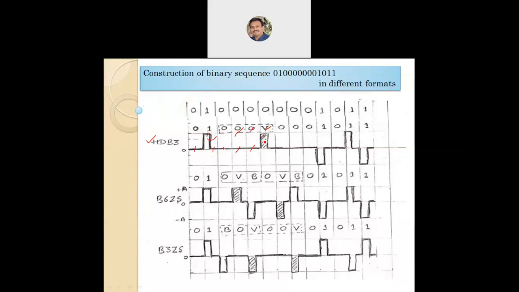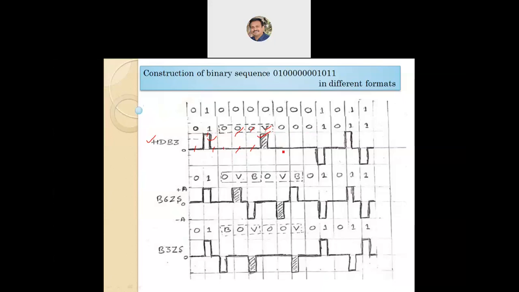According to bipolar, the next one should be drawn as minus A amplitude. Because of this V, that is the violation bit, is going to break the rule of bipolar. Hence, instead of drawing minus A, we are going to draw this one as a plus A. Next, continue. We are going to have only 3 zeros in a group, so it is not under the HDB3 condition. So leave it as it is.